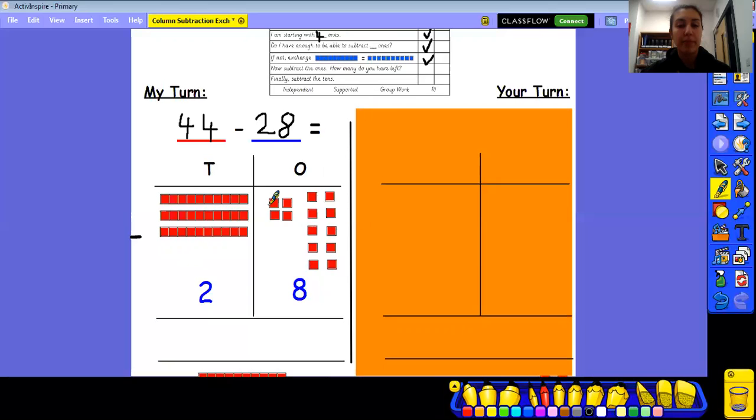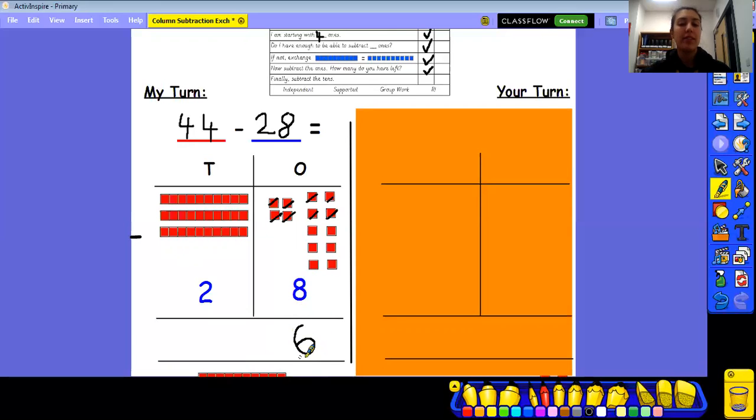So let's do that then. 1, 2, 3, 4, 5, 6, 7, 8. Well done. What does that leave us with then? How many ones do we have left here? That's right, we've got 6 ones left there. So I write that I've got 6 ones left down here underneath my ones column inside my equal sign.